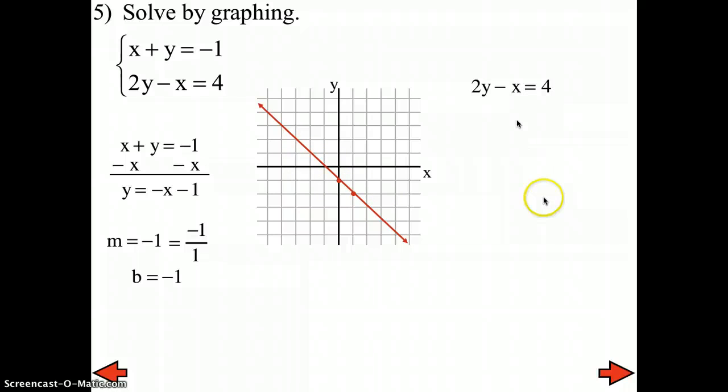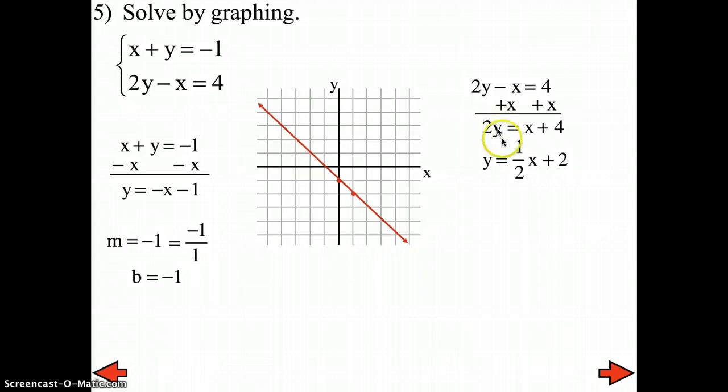Now the next one, again, I notice it is not in slope-intercept form. Both variables are on the same side. So I'm going to go ahead and isolate my y by adding x to both sides, leaving me with 2y equals x plus 4. Now I have to isolate my y by dividing off my coefficient, by dividing everything by 2, leaving me with y equals 1/2 x plus 2. Now it's in slope-intercept form, which is perfect.